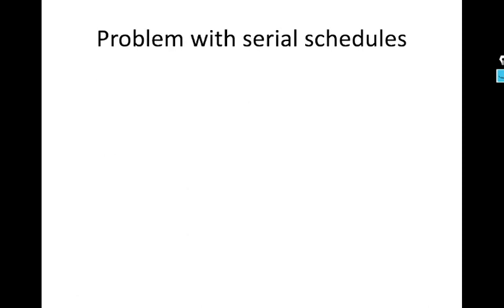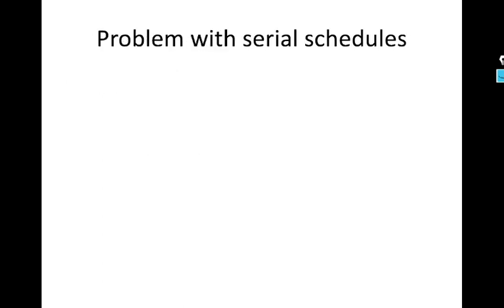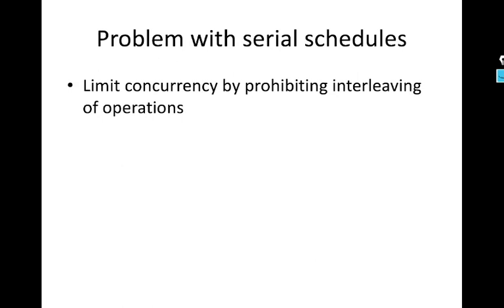Okay. So there are some problems. We cannot always have serial schedules like this. There are some problems with serial schedules. The first thing is it limits concurrency by prohibiting interleaving of operations. You have already learned in operating systems that when a process being executed in the CPU has to do some IO operation, it moves out of the CPU and some other process enters the CPU.